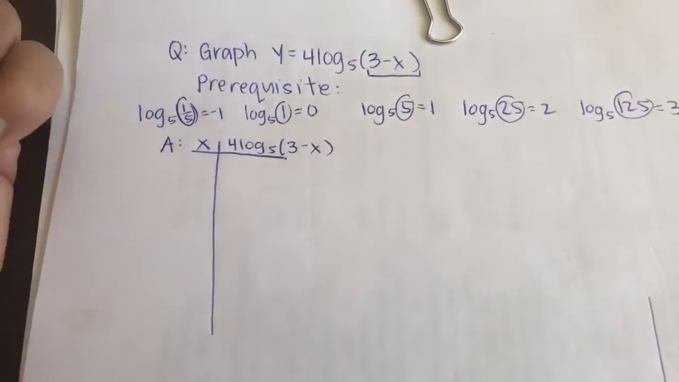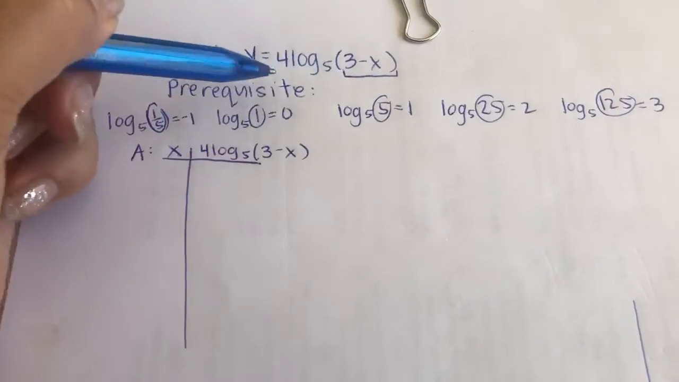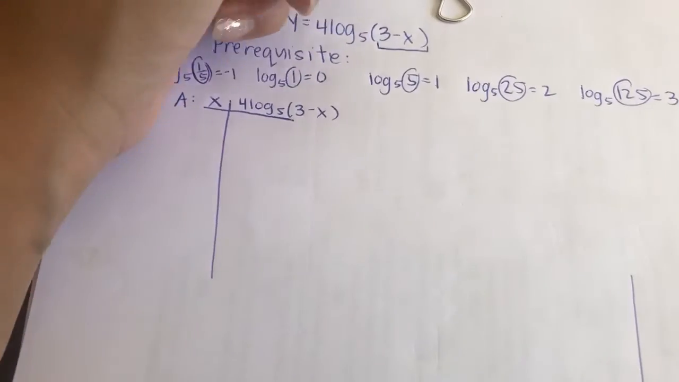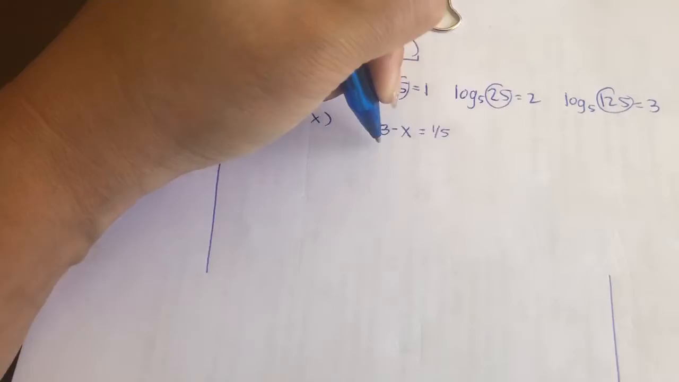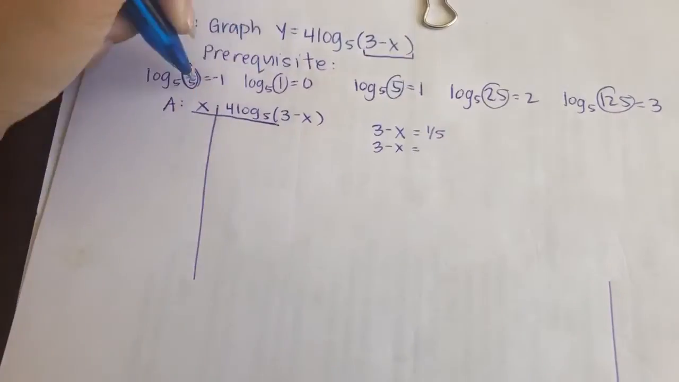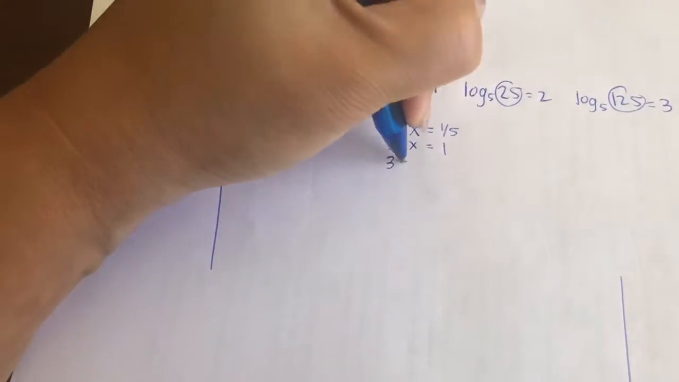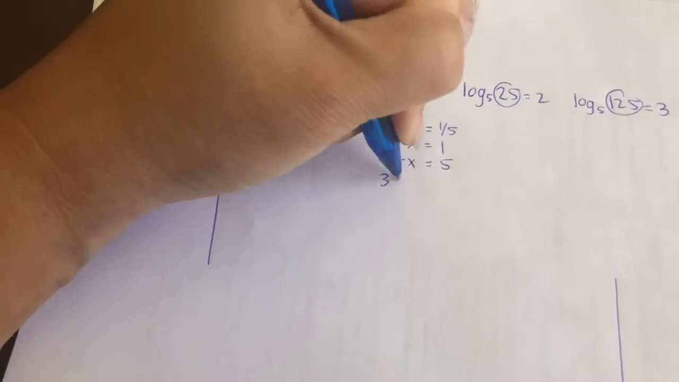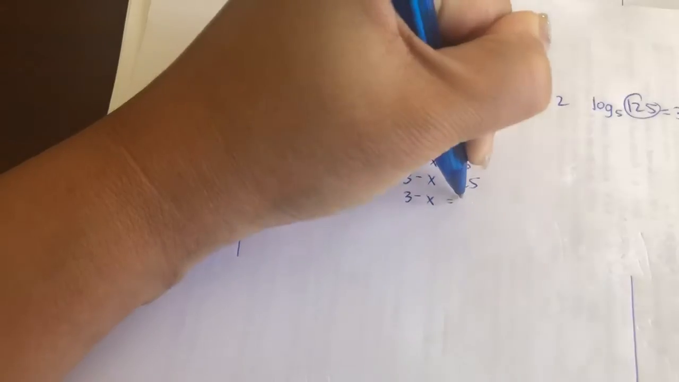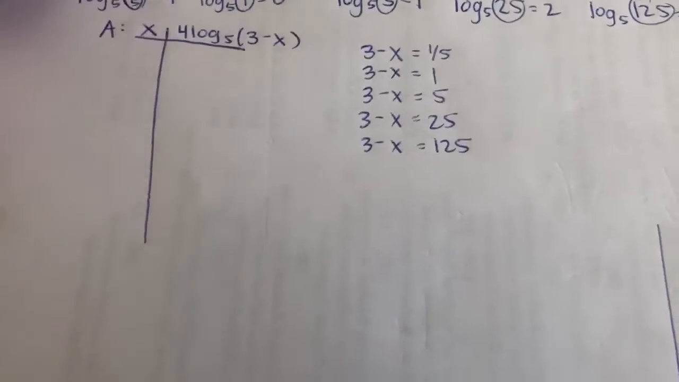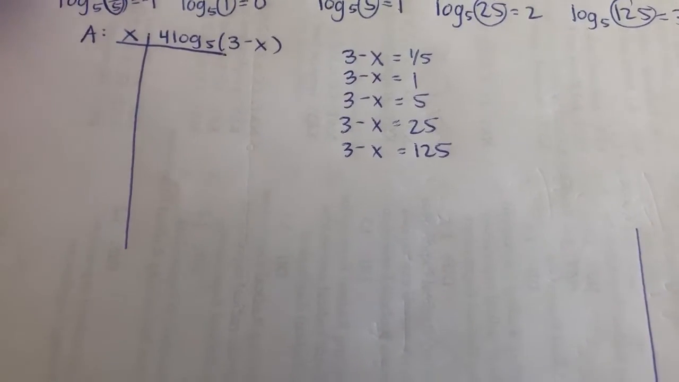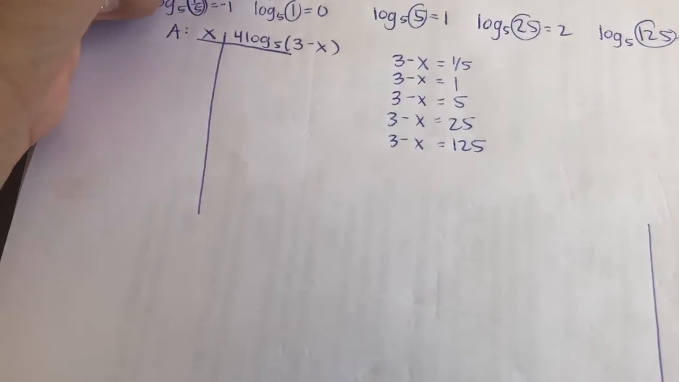What we're trying to figure out is that the argument should probably equal 1/5, 1, 5, 25, or 125 to make our lives easier. So 3 minus x could equal 1/5, 3 minus x could equal 1, 5, 25, or 125. The easiest way to do this is subtract by 3 and then divide by negative, so turn all your answers to a negative.